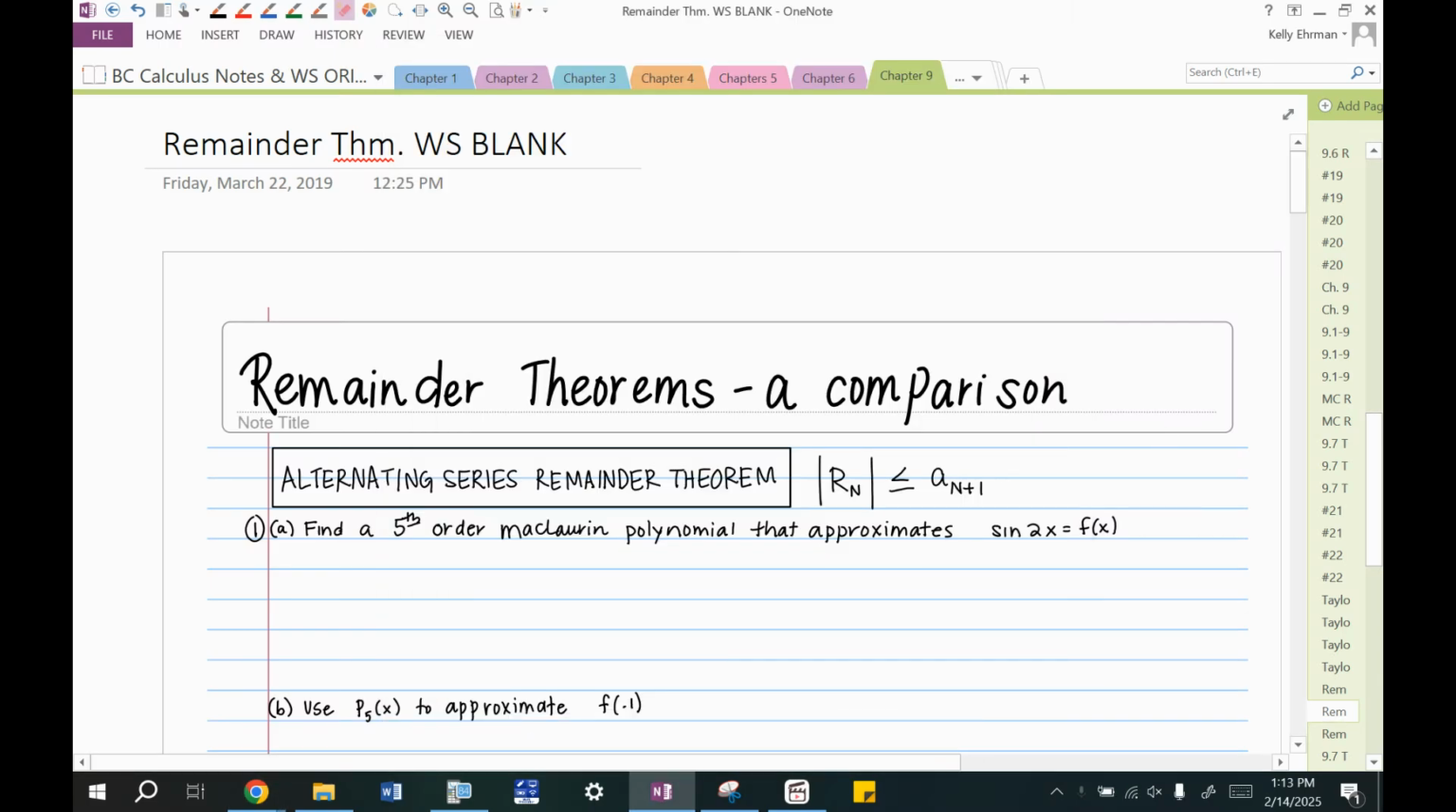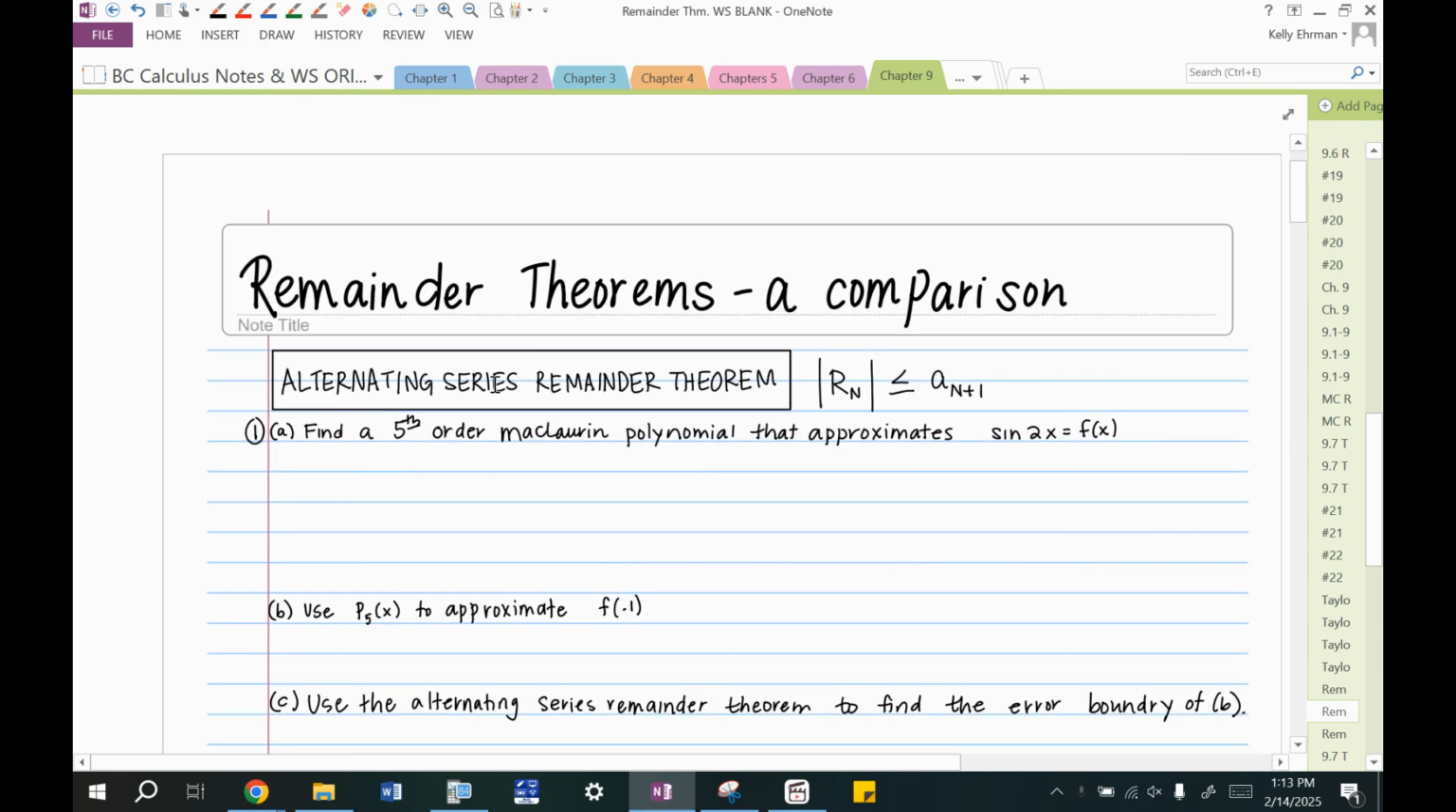All right, this is our remainder comparison worksheet because we now have two theorems that help us find a remainder or an error bound, or basically how accurate our approximation could be. So the first one was the alternating series remainder theorem.